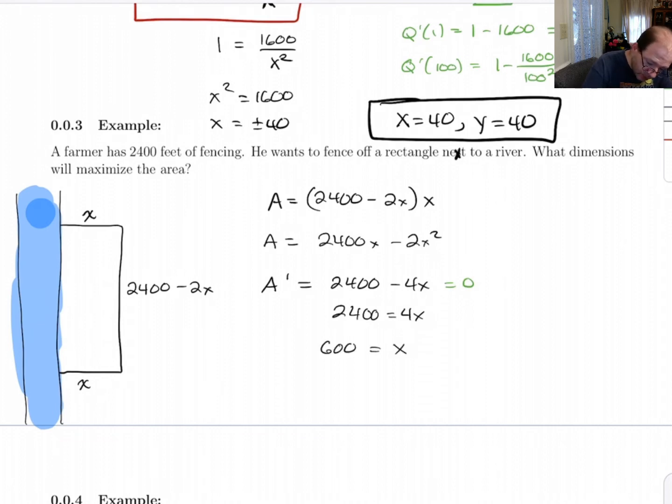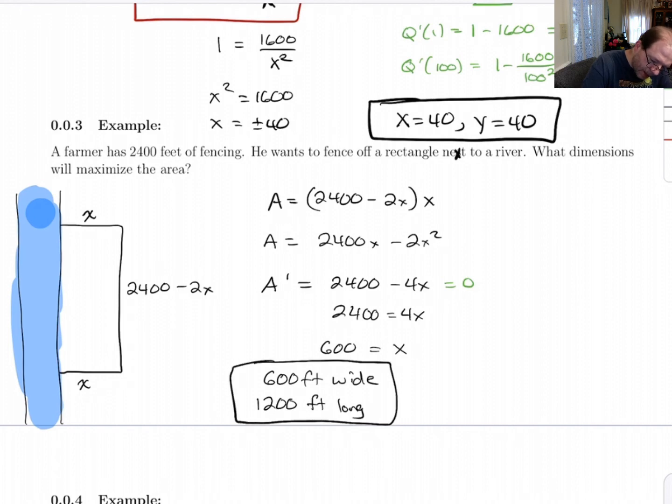So the dimensions that would maximize this would be 600 feet wide and 2,400 minus 2x, so that's 1,200 feet long. That's going to maximize my area. And I skipped over the part about proving that this was a maximum. I should go back and say something about that. How do we know it's a maximum?